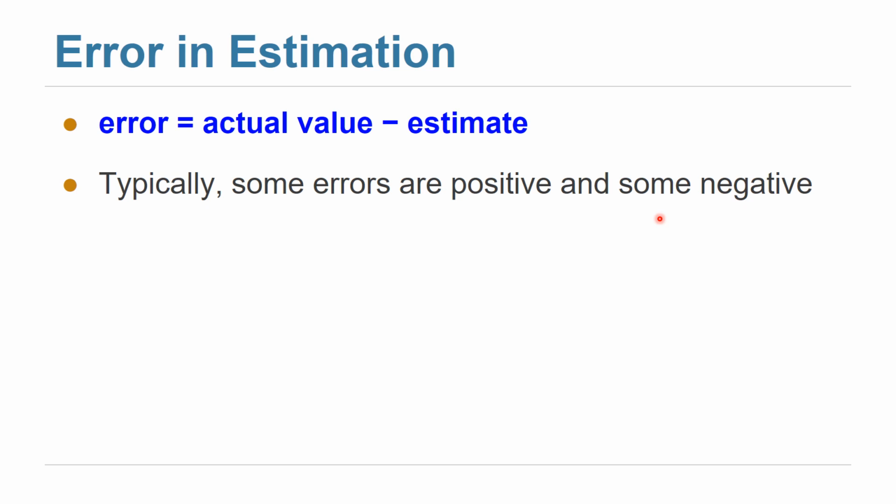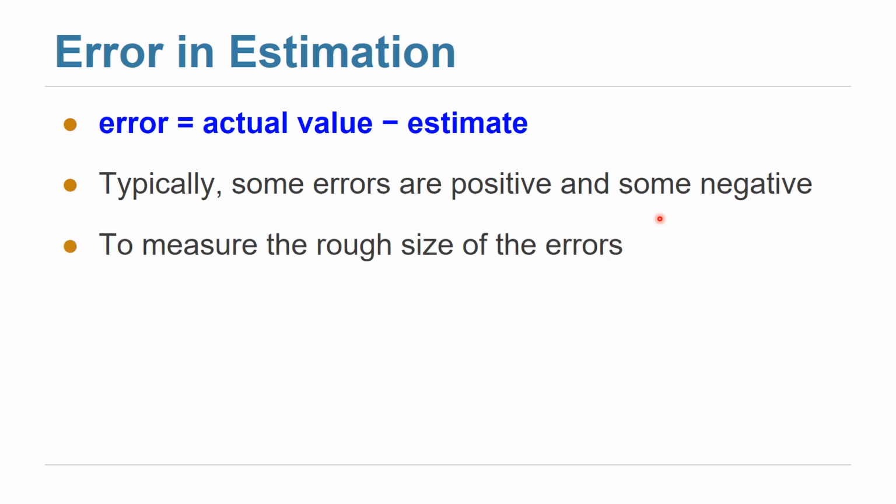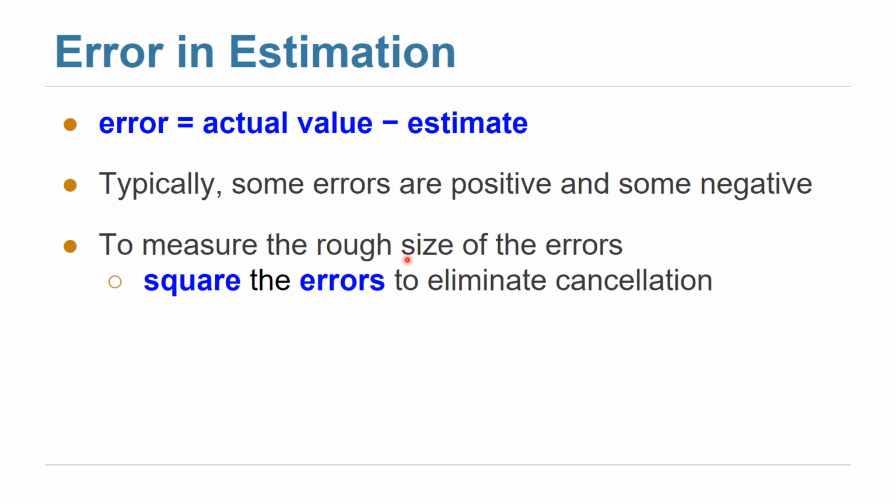So to deal with that, as we discussed earlier in the course, we either convert the values to absolute values, so we can talk about absolute errors, or we can take the squares of the errors. And that's what we did in standard units, and this is what we will do also in this lecture. So to measure the rough size of the errors, we will square the errors to eliminate the cancellation. Remember, the goal of this is to see whether the regression line is good enough to represent the relationship between the two variables or not.